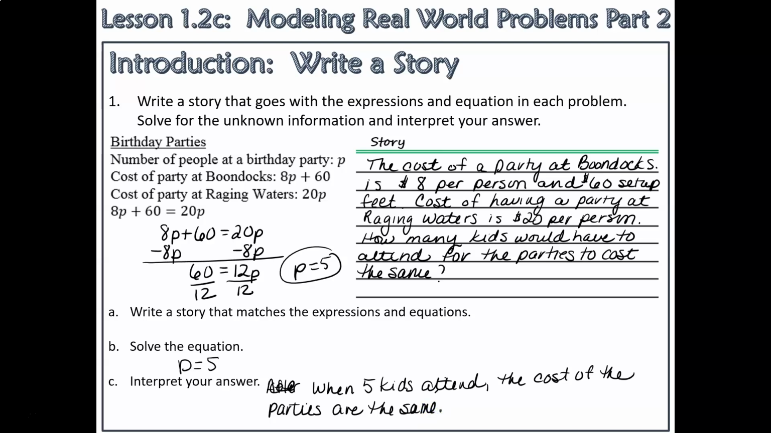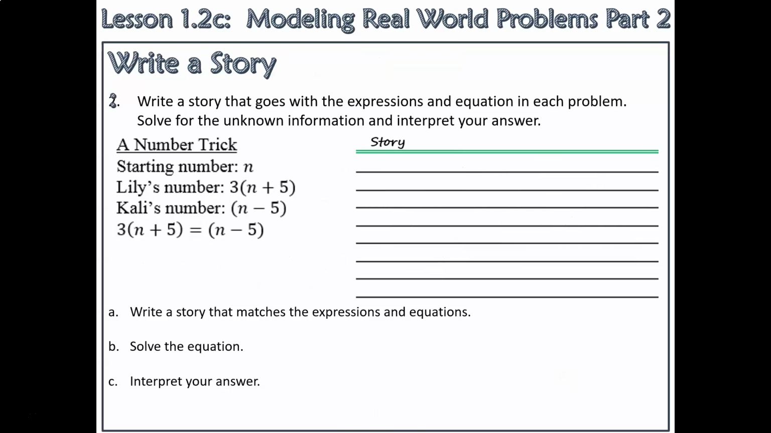Okay, all right. So let's look at the next one. Let's write a story that goes with this. And remember, I told you I'm never going to have you write a story on a test. Writing the story just helps you understand how these stories work. So we're going to write a story about a number trick. If your starting number is n, and Lily's number is 3 times the quantity of n plus 5, and Callie's number is n minus 5, let's write our story.